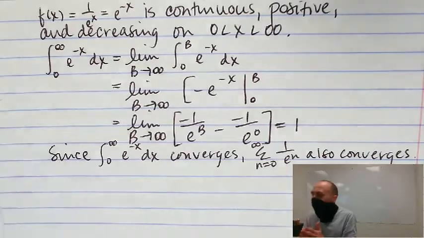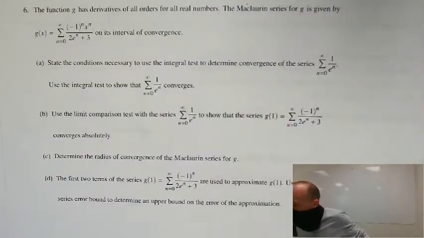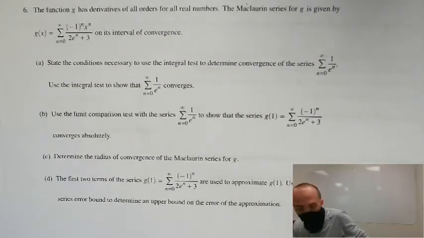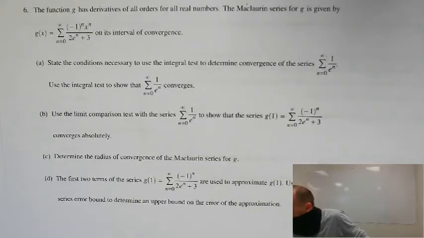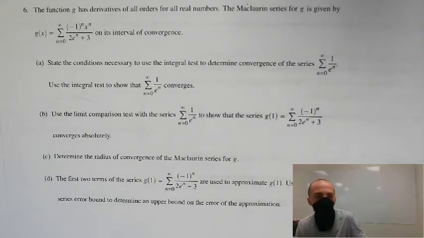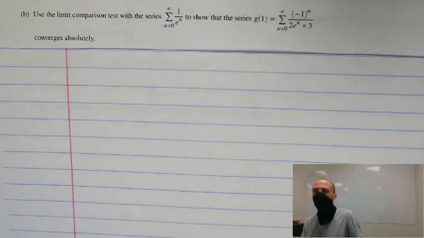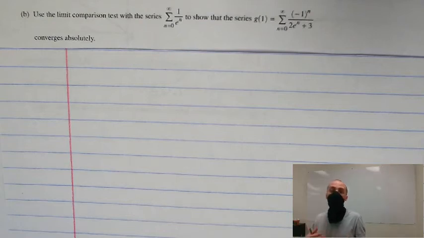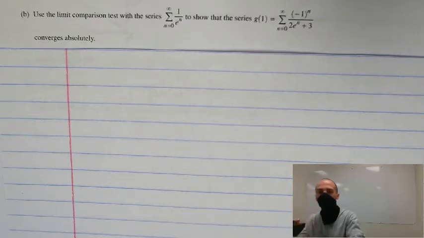Okay. And that's part A. Then in part B, they're going to say, use the limit comparison test with the series the sum of 1 over e to the n, which I just showed converged, to show that the series g of 1, which is an alternating series, converges absolutely. Okay, for this part, g of 1 is an alternating series. And if we want to take an alternating series and show that it converges absolutely, what we need to do is take the absolute value of its terms and determine if that would still converge.